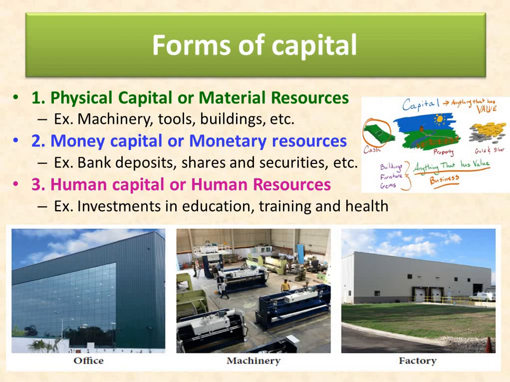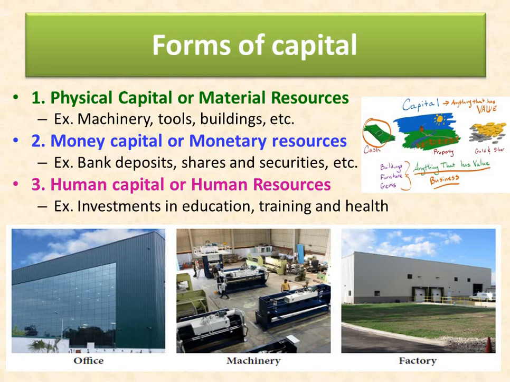Next one is the money capital or monetary resource. M-O-N-E-T-A-R-Y, monetary. For example, you can say bank deposits, shares and securities which you invest. You pay money and get the shares and securities. That comes under money capital or monetary resource. The third type is human capital or human resource. That is the investments you make in your education, to train yourself, in your health. All these things come under the human resource or human capital.